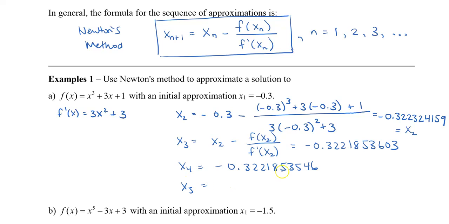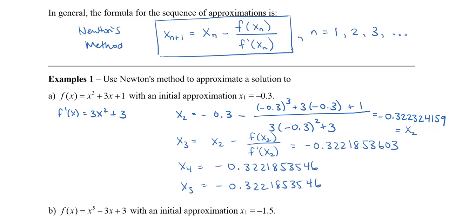Now let's do this one more time. Now we're going to use this as my old value, negative 0.32218533546. We notice that on my calculator, it's kind of stabilized when I get to the fifth approximation because the values are the same. So we would then say that this x sub 5 would be the solution.